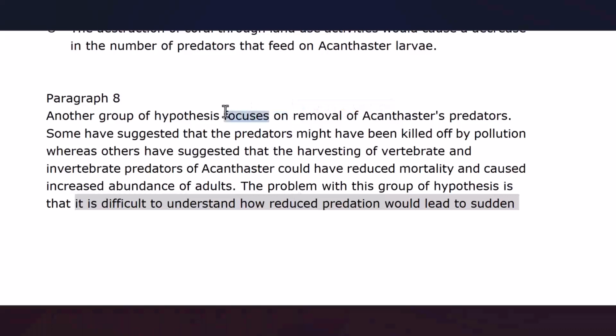Please remember this collocation, focus on, focus and on. We usually focus on something. And here, this group of hypotheses focuses on removal of Acanthastor's predators. It means that this hypothesis mainly discusses the removal of Acanthastor's predators.